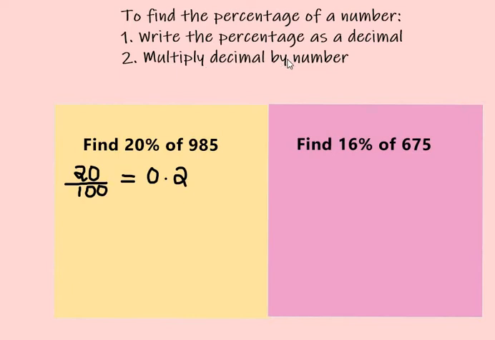Multiply the decimal by the number. So we just did step 1 here. Now step 2, this decimal that we got, 0.2, we're multiplying it by the number that we want to find the percentage of. So we multiply that by 985.